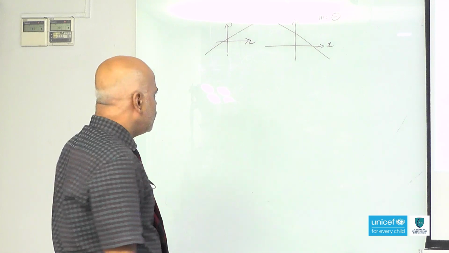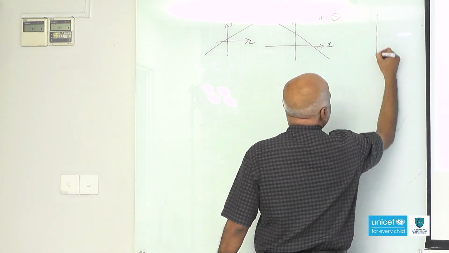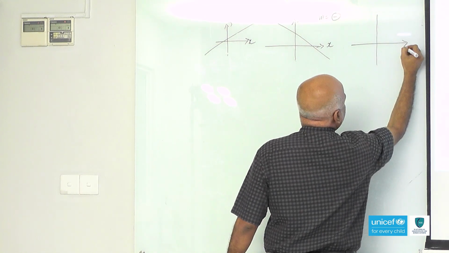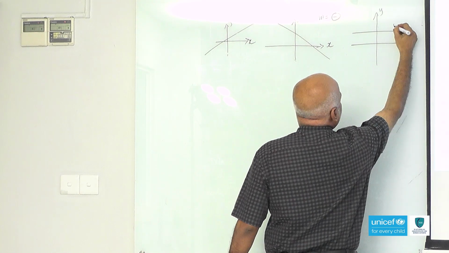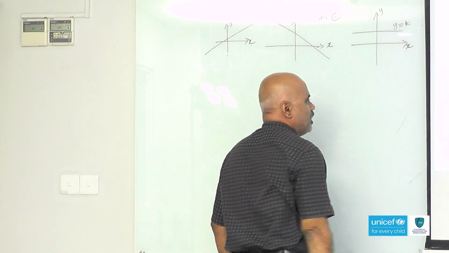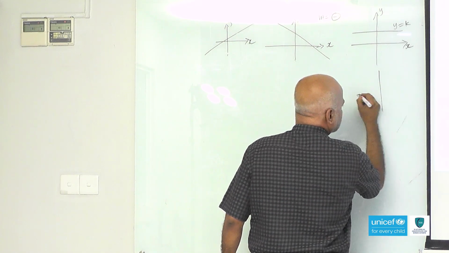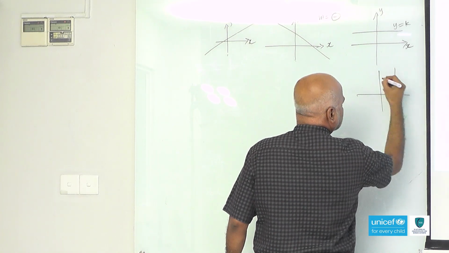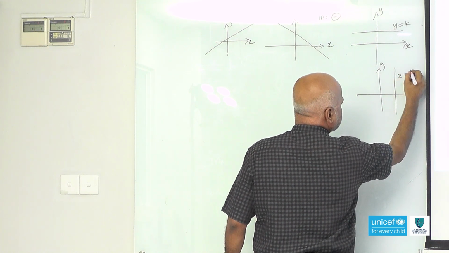Then a line parallel to the x axis, you know that a line parallel to the x axis, like this, is actually y is equal to k. A line parallel to the y axis, that is x is equal to k.